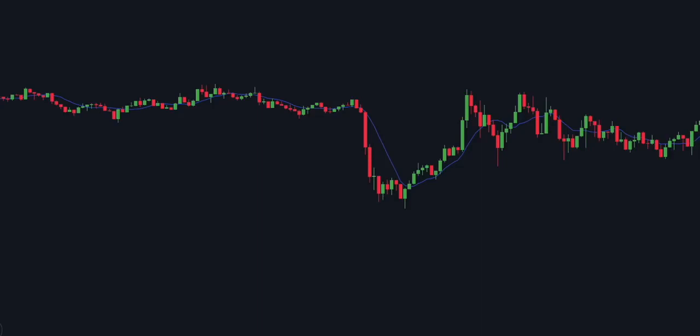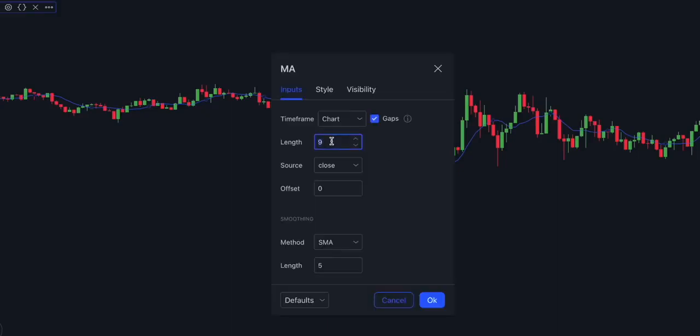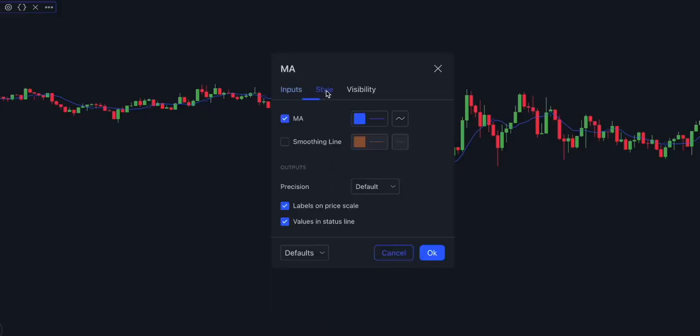ChatGPT mentioned that we should use a moving average with the length set at 20. So let's access the indicator's settings and change the parameters.